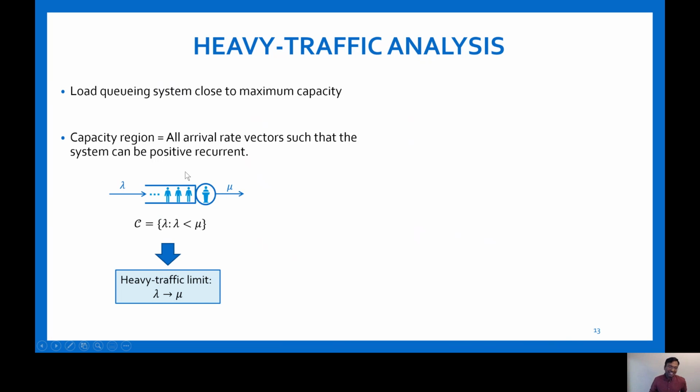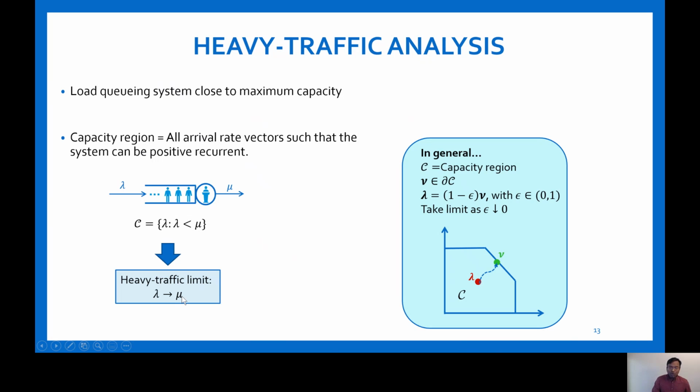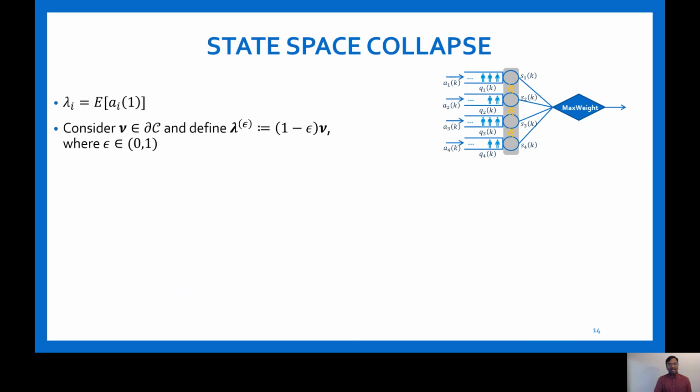So for example, if you have a single server queue, the arrival rate lambda should be less than mu, that is the capacity region. So in the heavy traffic limit, I let lambda approach mu. More generally, for the generalized switch, I have the capacity region, which is a polytope, and I pick one point on the boundary of this polytope, we'll call it nu, and then I'll make my arrival rate approach this point on the boundary in the asymptotic limit, and then see what happens.